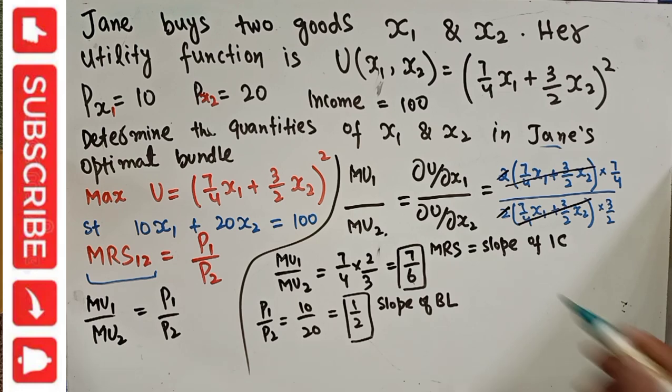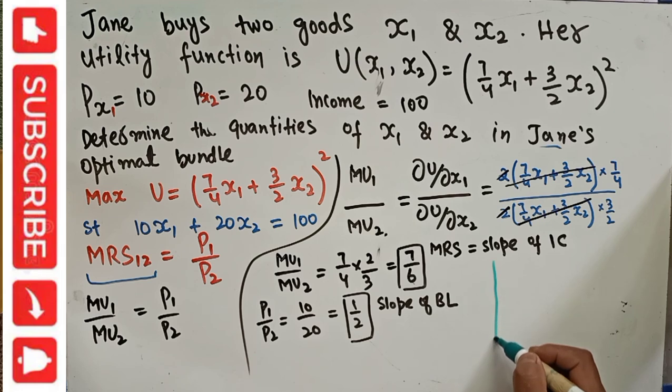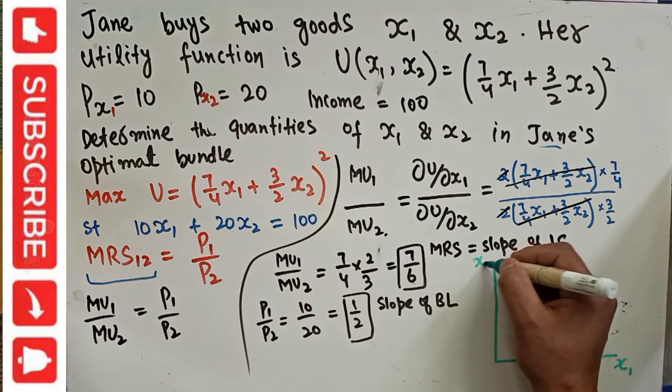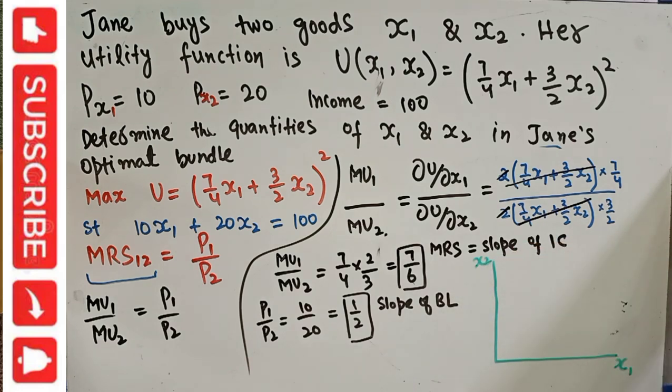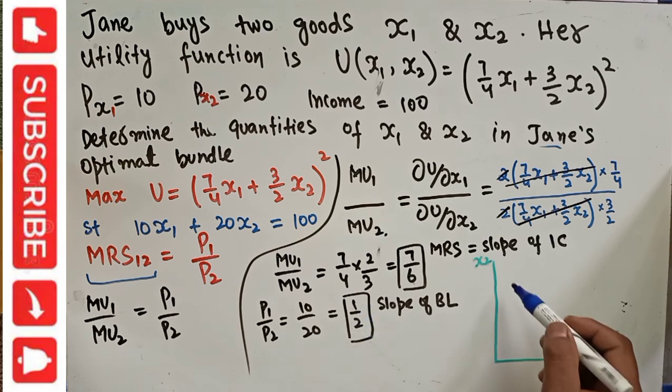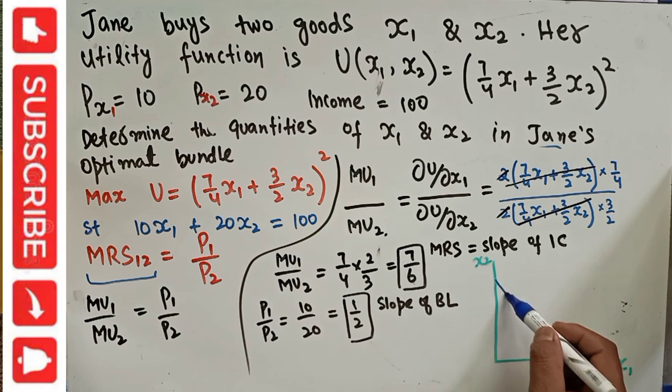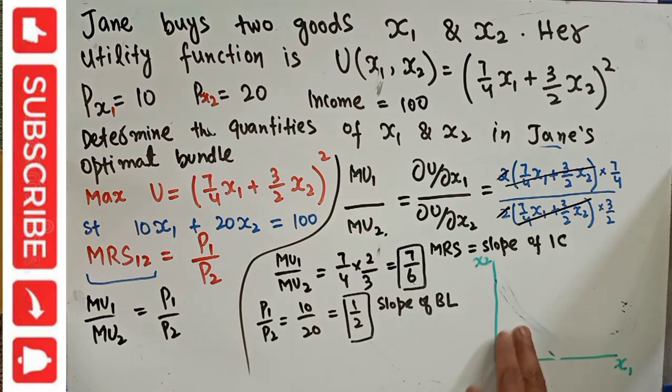And let me draw a simple graph here. So we have x1 on the horizontal axis, x2 on the vertical axis. Here you can see, and let me first draw the budget line. This is our budget line. Let us say this is our budget line. Okay, so let me redraw it here. Let us say this is our budget line.